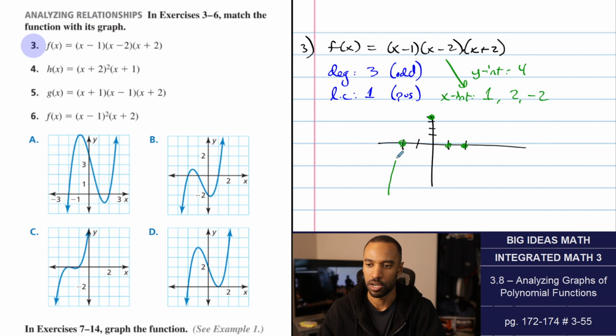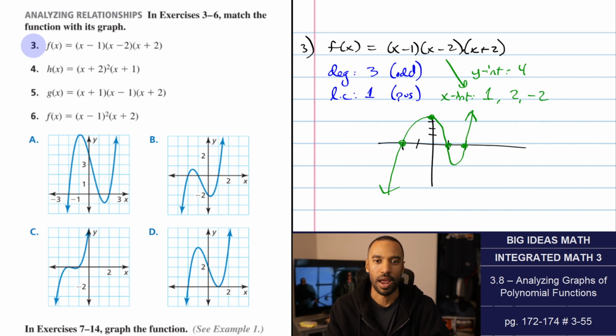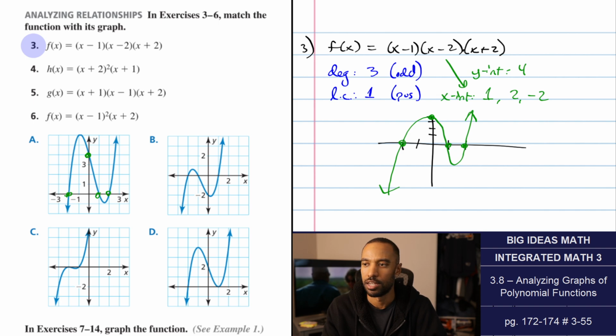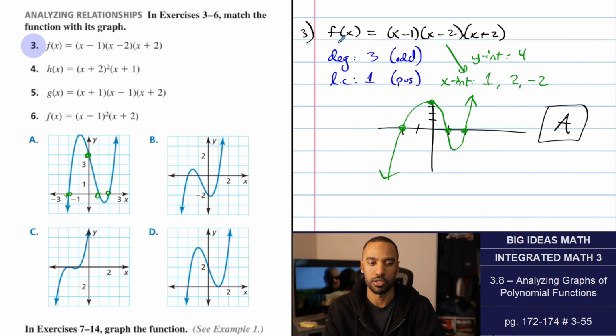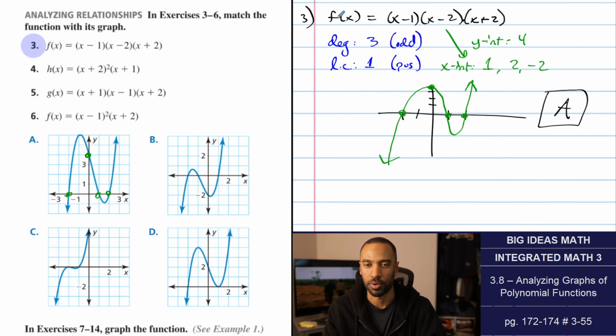It will have the start down, finish up idea. We're looking for a graph that goes like that. So the graph that crosses at negative 2, 1, and 2 and has a y-intercept of 4 looks to be A. Number 3 is A. Now, I'm not going to do sketches for all of them. I wanted to start with this one to give you the understanding of how we're looking for the answers to these questions.